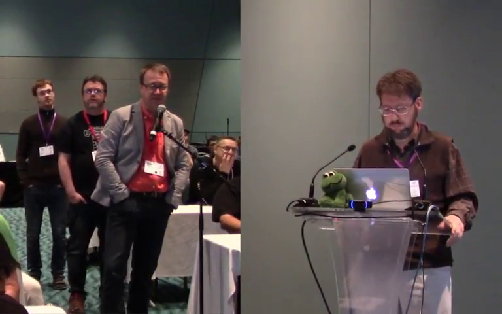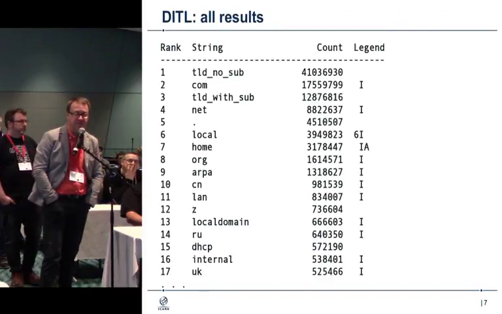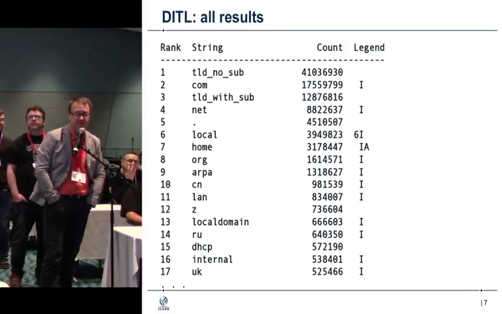Hi, Duane Wessels from VeriSign. Can you go back to that slide 7 again? So you said TLD no sub is a name with no dot. No dot, yep. TLD with sub is a name with a dot. Right. Which, by the way, could be what looks to you and I like an IP address. Okay.